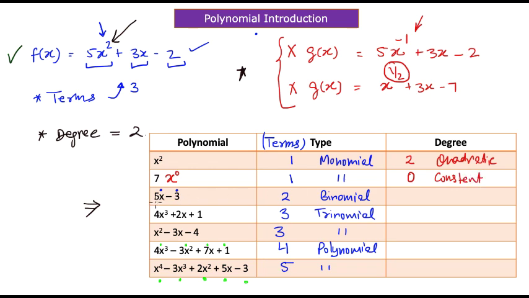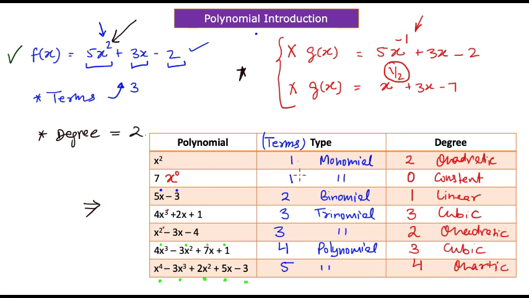Then you have the highest power here is 1, in this case 5x. So it will be degree 1, and it will be called a linear polynomial. Then you have 4x cubed. Highest power here is 3, so we will say that it has degree 3 and it is a cubic. Once again, x squared minus 3x minus 4, the highest power is 2, so I will say it is 2 here and it is a quadratic polynomial. You have 3 here again, so this is cubic, and you have 4 here and it will be called quartic.